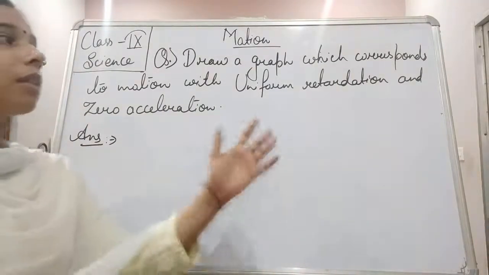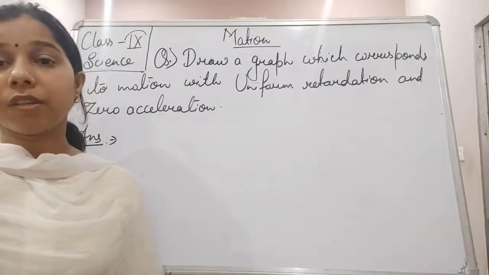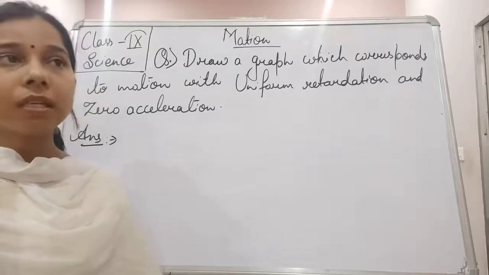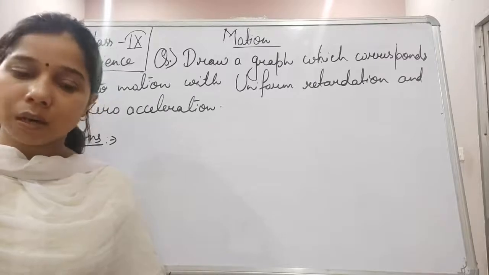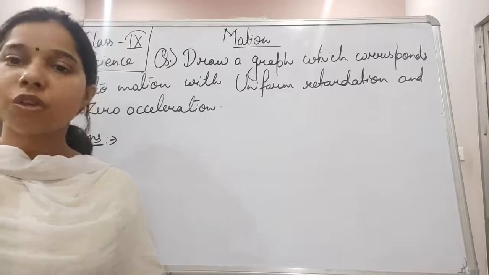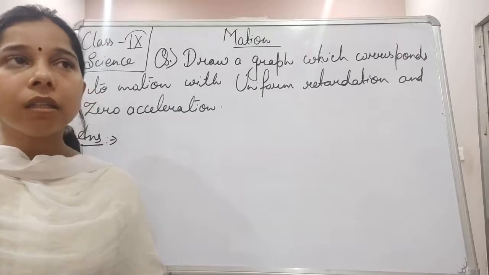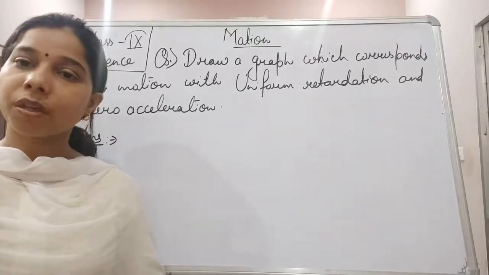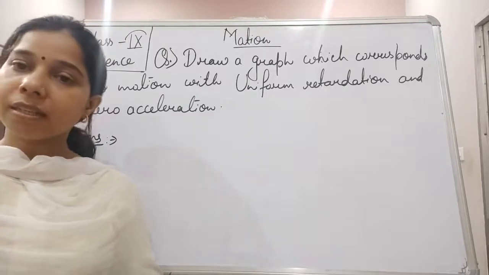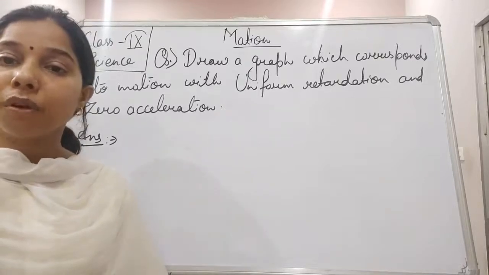Obviously, students, uniform retardation means that when the velocity of the object is continuously decreasing uniformly, the decrease occurs by an equal amount in an equal interval of time. Such a change in velocity is retardation. We use another term for it in order to understand, and that is called negative acceleration. So if it is a negative acceleration, obviously we will call it a uniform retardation.